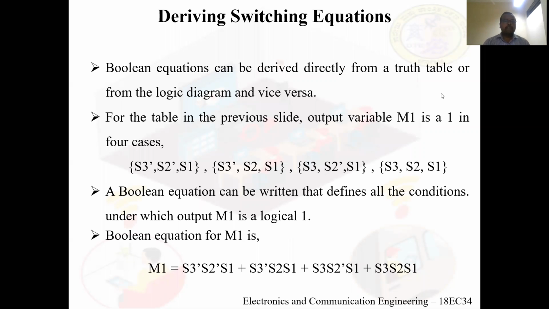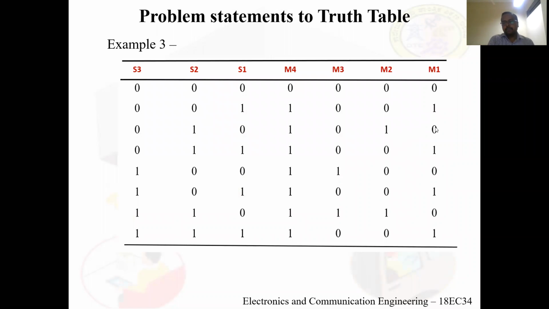Next, what we have is deriving switching equations. Now we have come up with the truth table. As we saw in the design sequence, the first step was the problem statement, and the next was coming up with the truth table. Once you have the truth table, derive the switching equations by looking at the truth table. Now, how do you do that, right? You can see from the previous slide for the M1 variable, we can go to the M1 variable here. You can see for this one, M1.